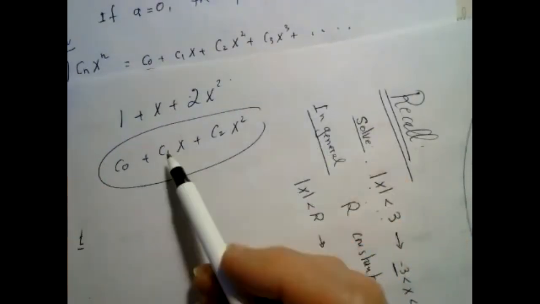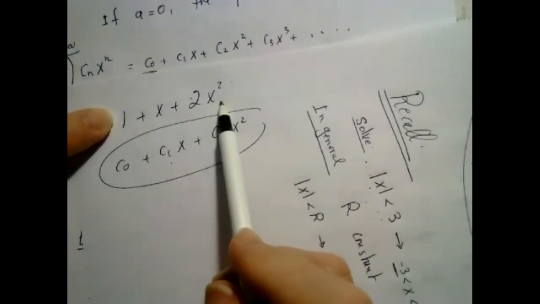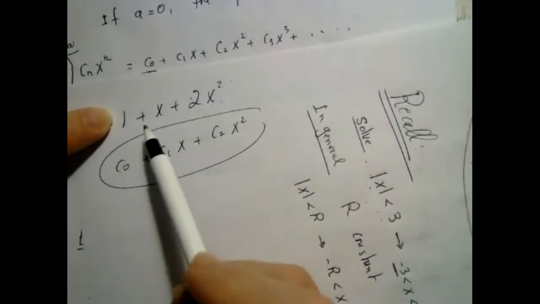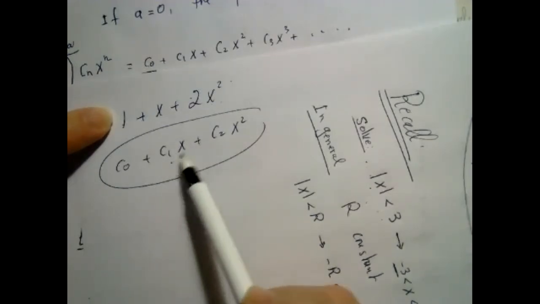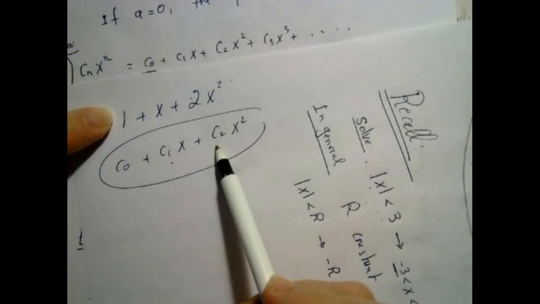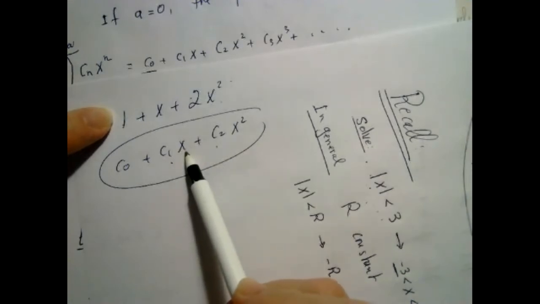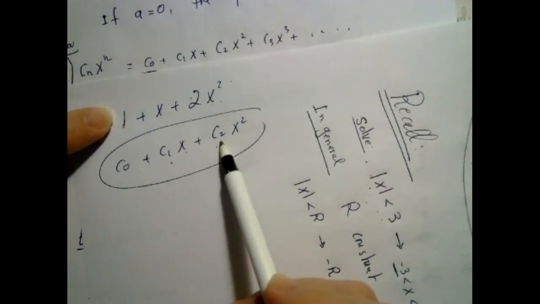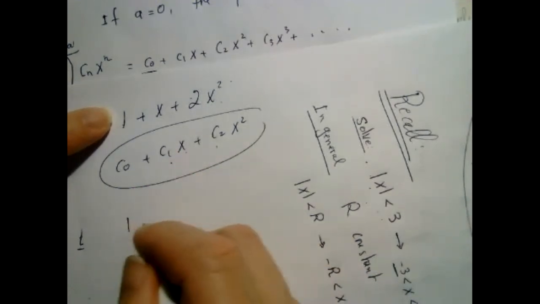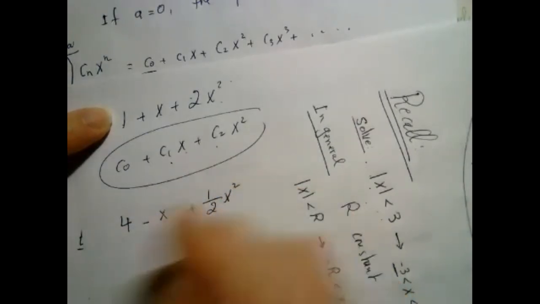Yes. Okay, so if I take this as an example, what played the role of C0 in this problem? Would it be the 1? Right. What played the role of C1? X. Right. But no. C1 will be what x is multiplied by. Oh, so it'd be 1. Exactly. What's C2? 2. Okay. Now suppose I take another polynomial: 4 minus x plus a half x squared.